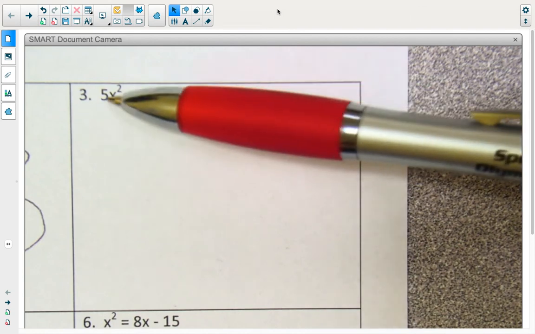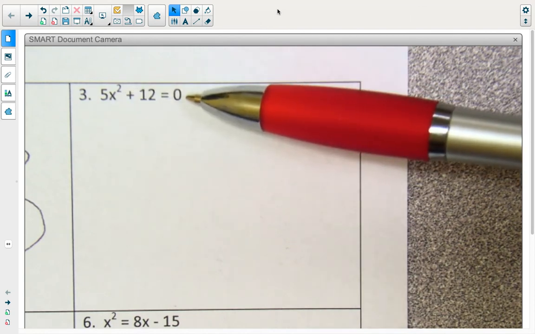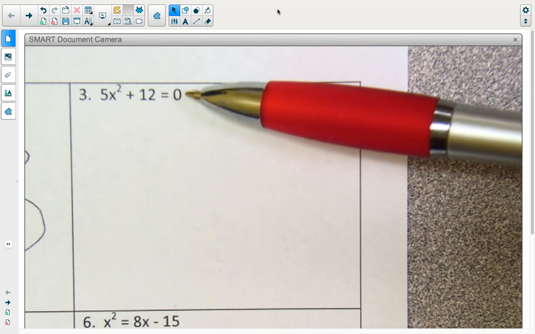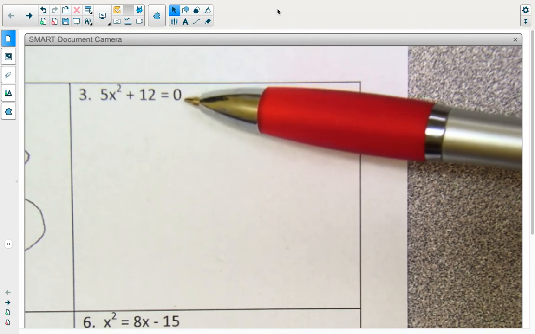So again, say you try to work this one out and you try to graph it. It is not going to cross the x-axis. So that is not going to help me get my imaginary solutions. Instead, we just need to solve it and take the square root.